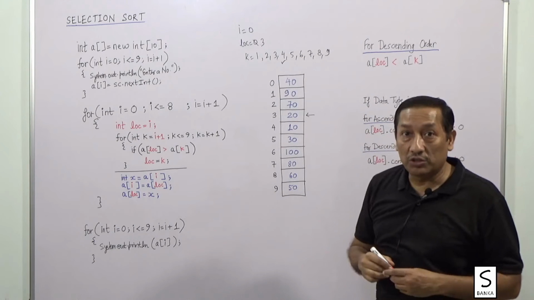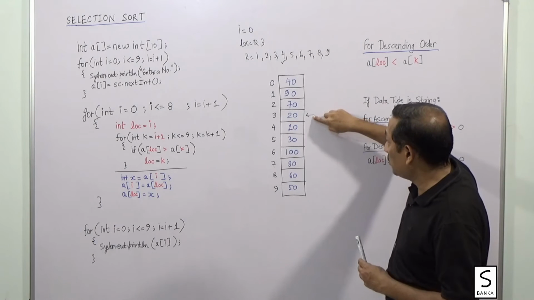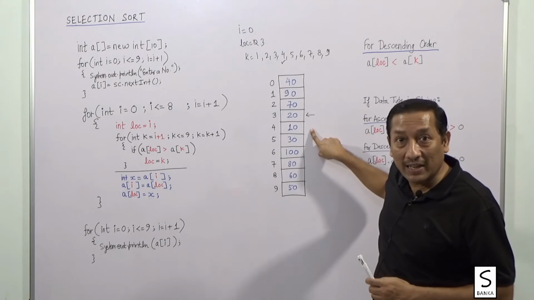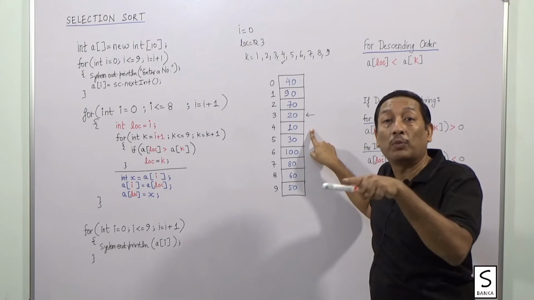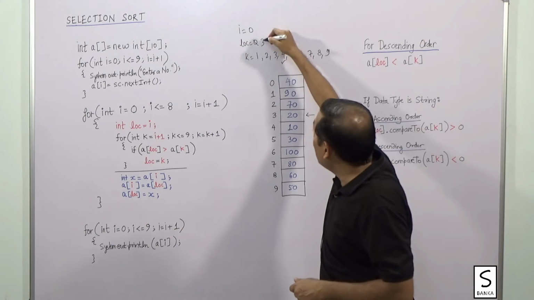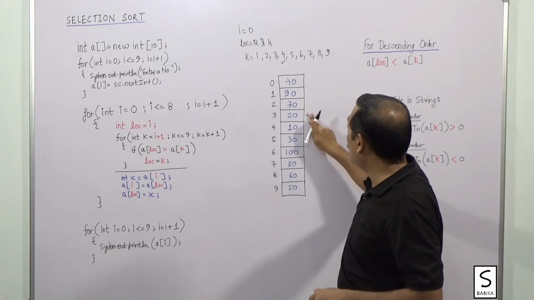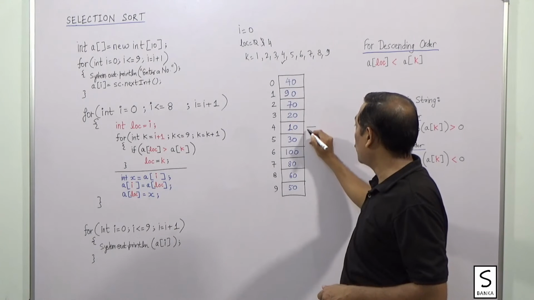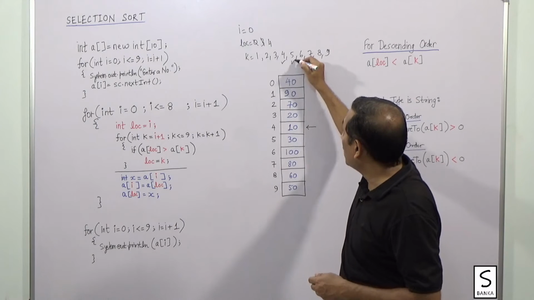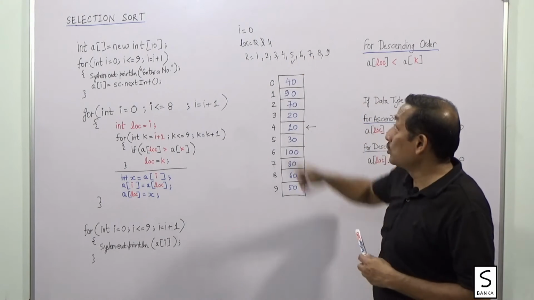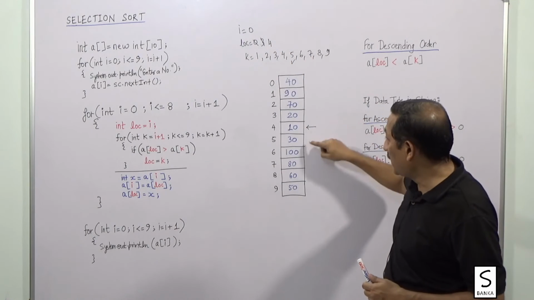But now LOC is 3. So next round we will check is A3 greater than A4. Once again the answer is yes, which implies A4 is the number which is smaller. Hence once again LOC will change and it will become 4. So now LOC is 4. K will move to the next round, that is now K will become 5. But LOC is now 4. So is A4 greater than A5? No.